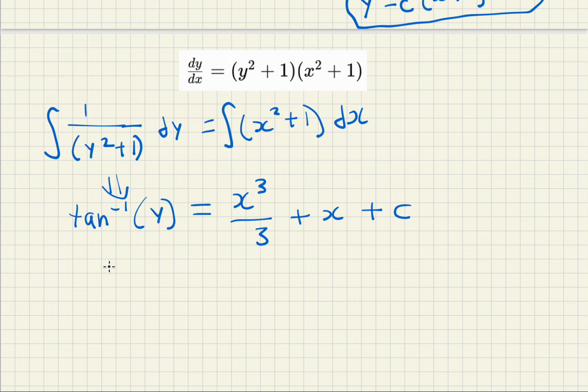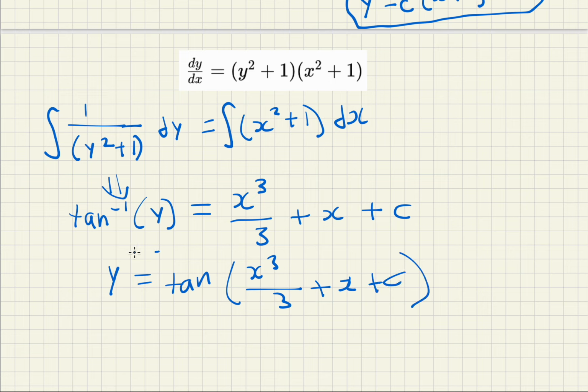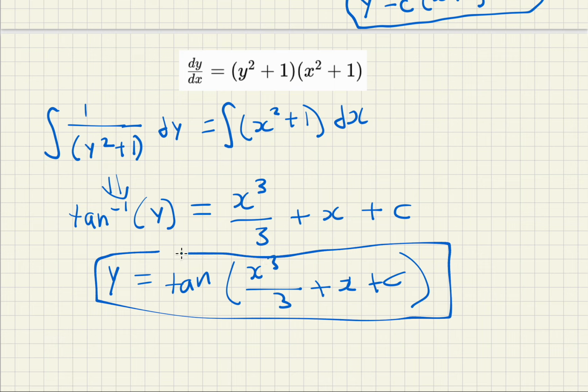And so from here, all we need to do is isolate y. And when you move tangent inverse to the right side, you simply get tangent of x cubed over 3 plus x plus c. And so that is our original equation. So important thing to note, you need to understand the identities before attempting a first order differential equation, because it can pop up 1 over y squared plus 1. You can't use a u substitution, so you would just have to know that identity beforehand. So because I knew that, I wrote tangent inverse of y.